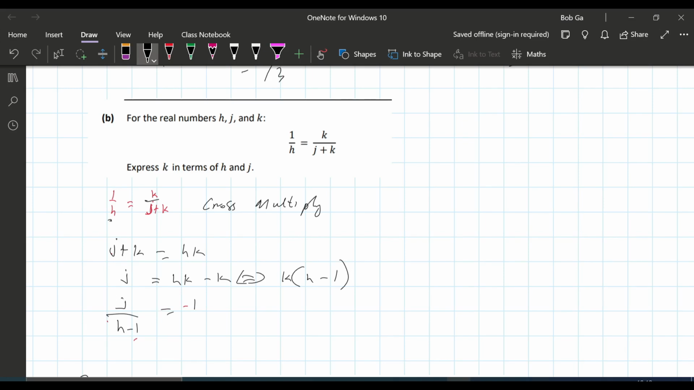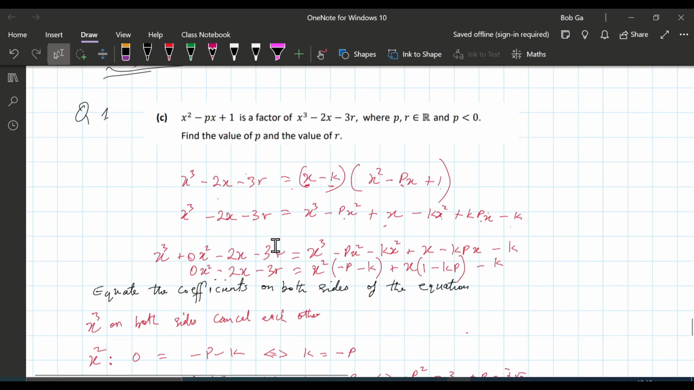When we factorize our k here, we can divide both sides by h minus 1 to have k. So j over h minus 1 is equal to k. This is our last value here. This is what we're asked to do. That one was as simple as well.